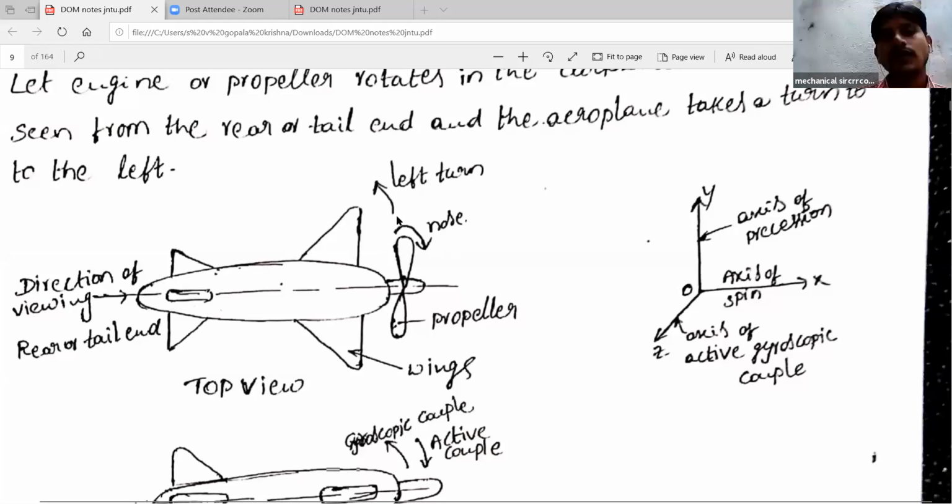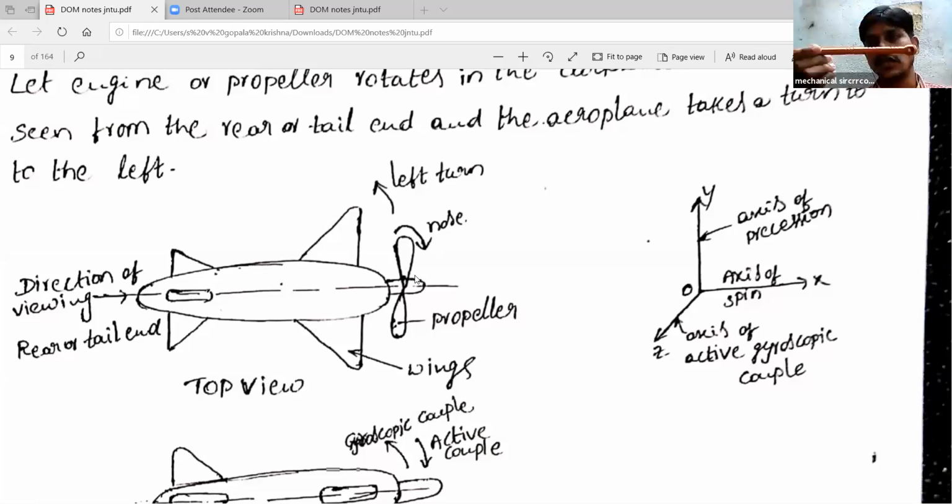Both are opposite. The turning movements are opposite, you will observe that. Here you will observe a left turn and the direction of rotation is clockwise. So the effect of gyroscopic couple is to raise the nose.